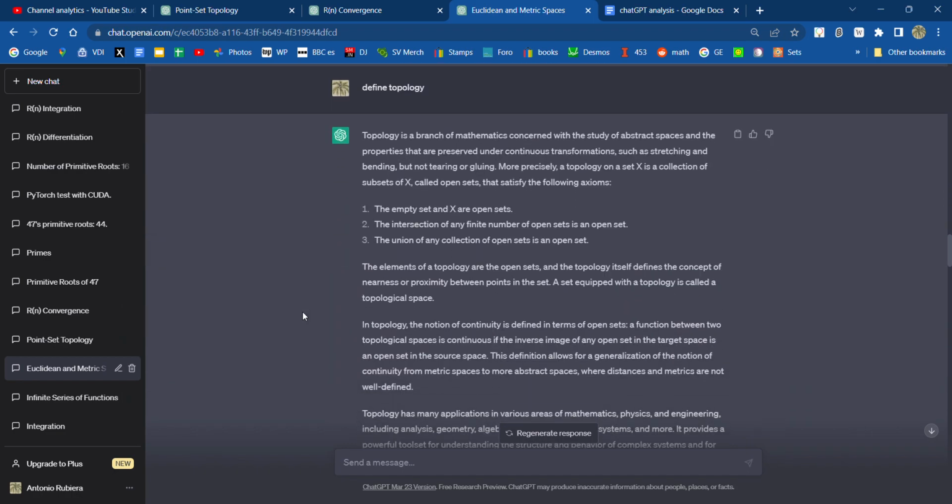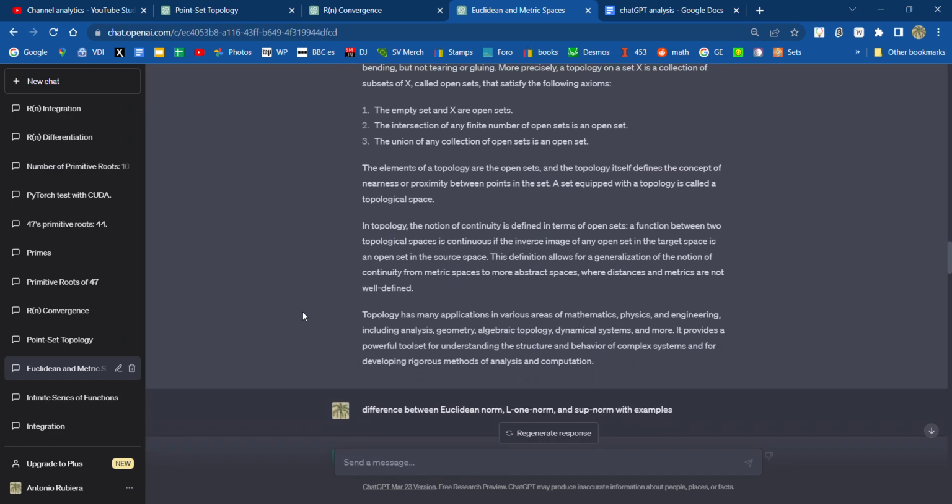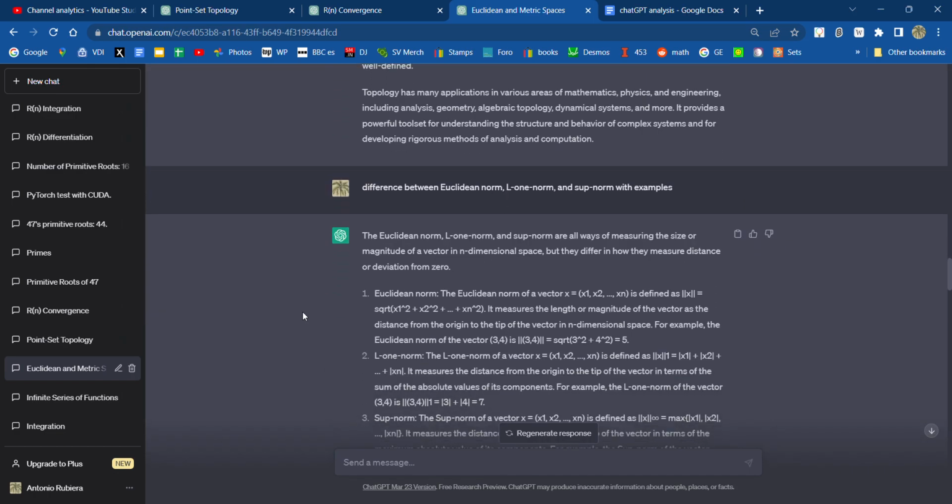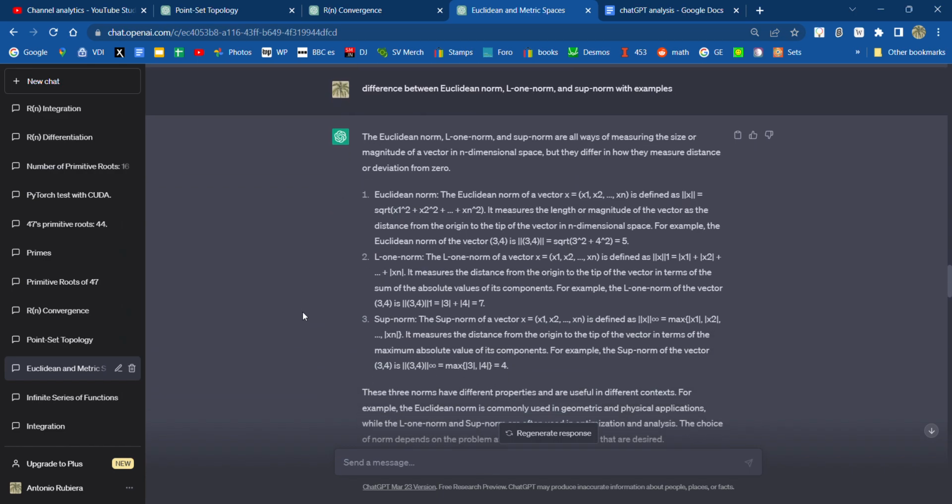I don't really remember why I asked this question, define topology. I should have asked for define a topology, but it still gave me a definition of topology. It must have fit something that I was reading at the time. Difference between the norms: Euclidean norm, L1 norm, sup norm. They're used a lot in metric spaces.